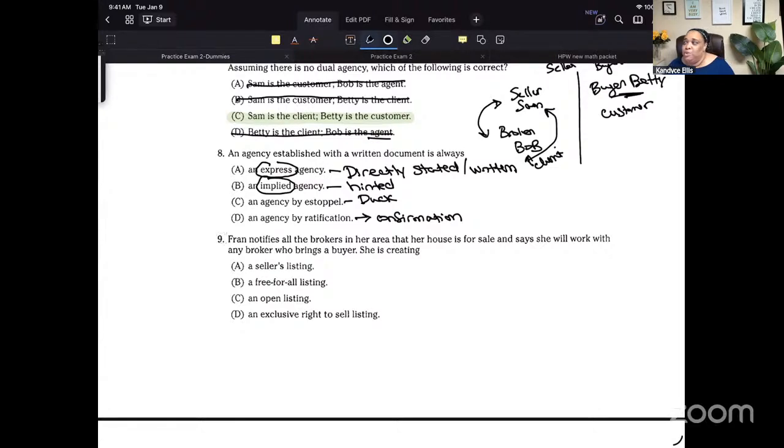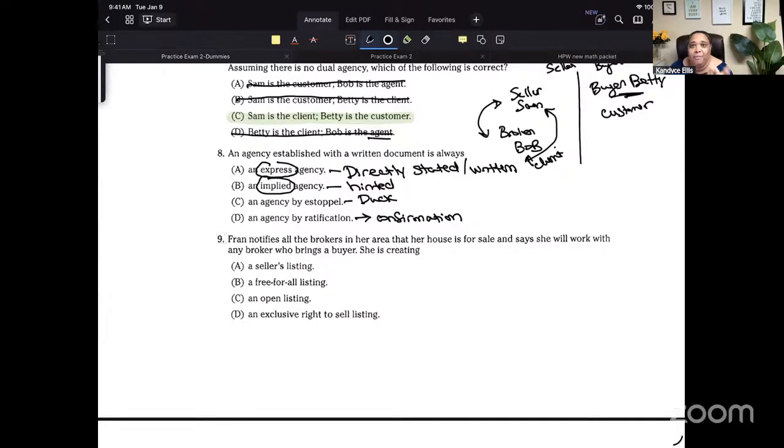You can talk about when you're an agent, where your powers are, what you can do and what you can't do for your client. That could either be express. The contract says if you're a buyer, seller's agent, or property manager, you are allowed to do X, Y, Z. It's right there in writing, or your client said you can do this. That's express.